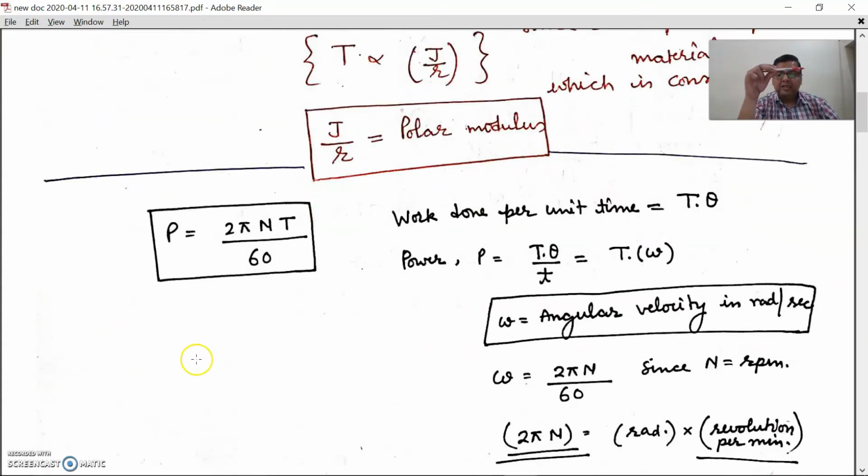Then power P is equal to 2 pi NT upon 60. I had already explained that, right?